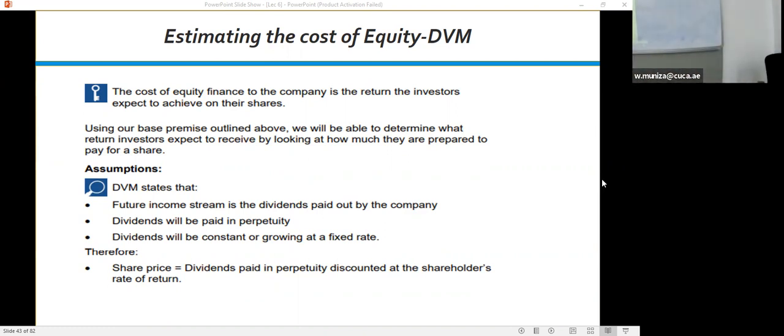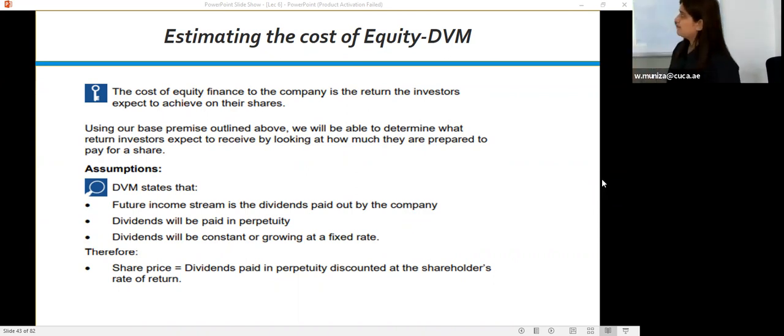This is the first model which is under consideration. We are first going to learn to estimate the cost of equity for the company. They say that if we want to calculate the cost of equity for the company, one method which can be used in order to estimate is the dividend valuation method. Why? Because the cost of equity for the company is equal to the present value of all the dividends which are going to be paid in the future. That is the dividend valuation model.